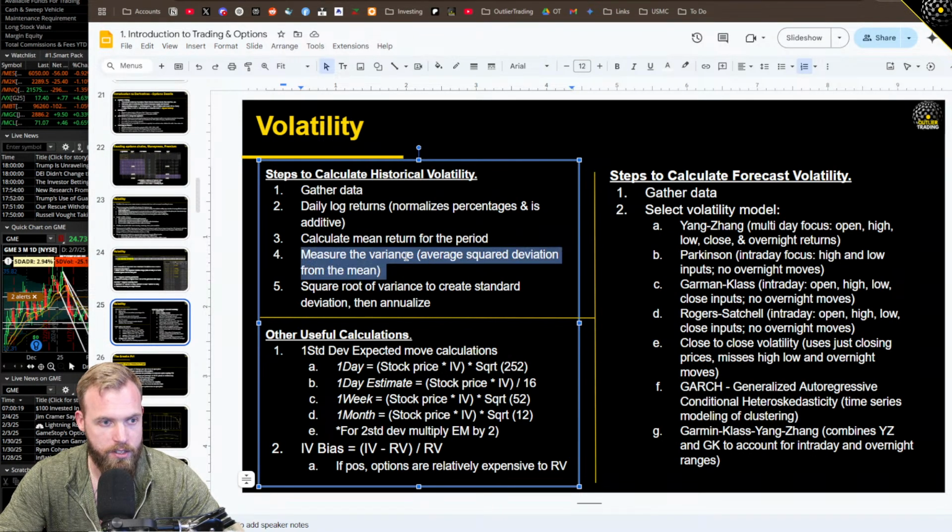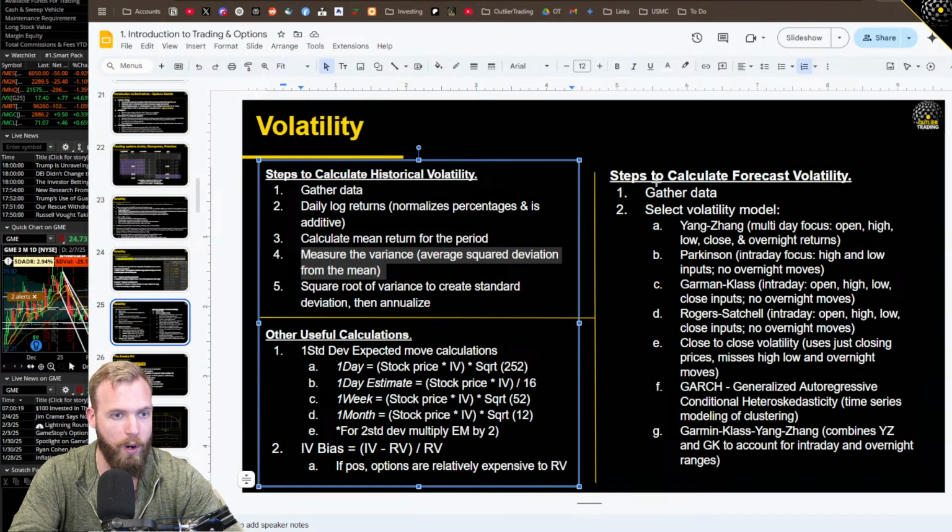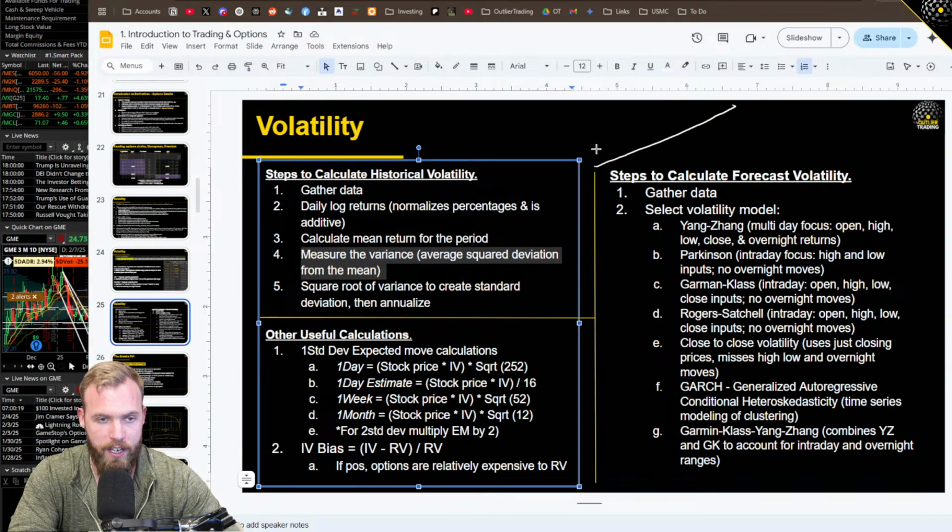The variance, we're essentially looking at dispersion from the mean here. And there's a reason why we square it. So let's say that this is our mean, this is our line of best fit, and then we're measuring each data point and its relation to the mean.